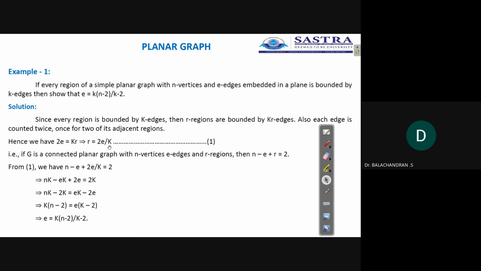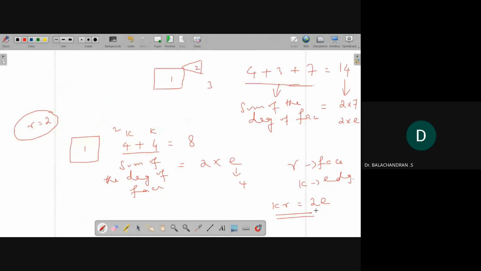Once you get this, everything else is easier, because this is Euler's formula: n minus e plus r equal to 2. So from this, n minus e plus 2e by k equal to 2. Multiply throughout by k: nk minus ek plus 2e equal to 2k. Simplify and get e equal to k times (n minus 2) by (k minus 2).